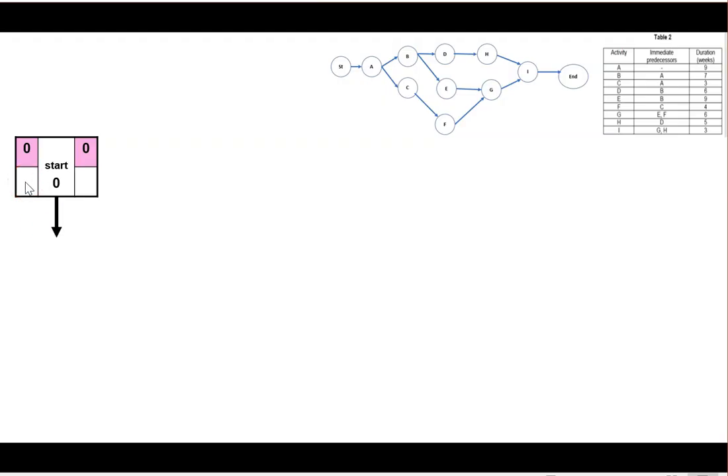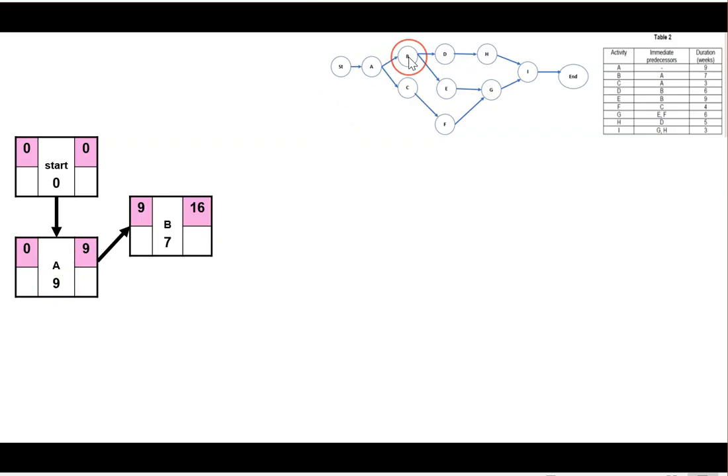So start going to A. A we know is 9, so 0 plus 9 is 9. A going to B and C. B is 7, C is 3. Bring 9 here, 9 plus 7 is 16. Bring 9 here, 9 plus 3 is 12.